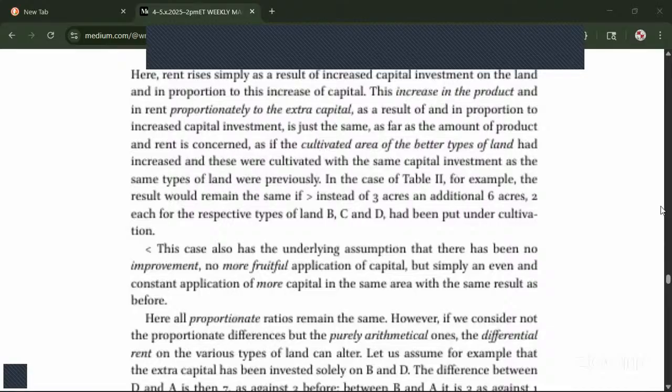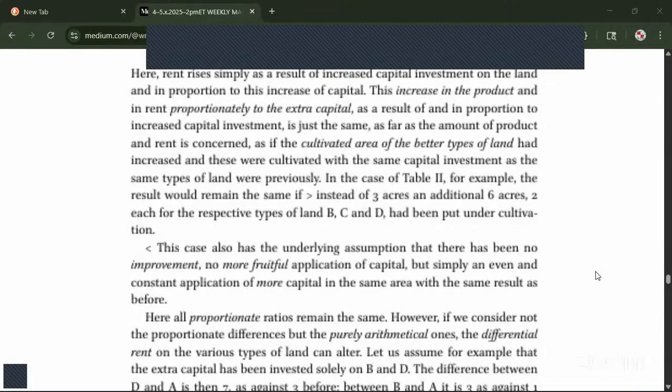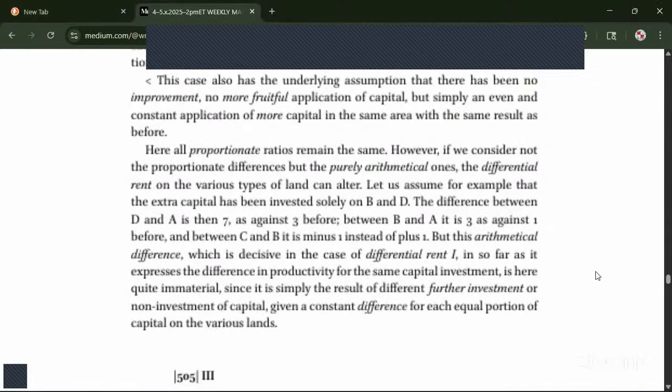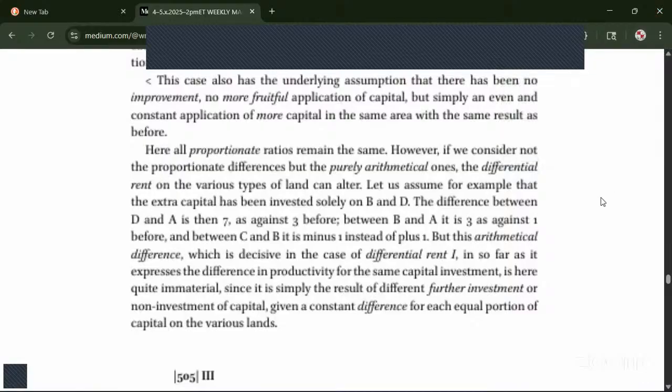This case also has the underlying assumption that there has been no improvement, no more fruitful application of capital, but simply an even and constant application of more capital in the same area with the same result as before. As with Ricardo in that sense. Here, all proportionate ratios remain the same. However, if we consider not the proportionate differences, but the purely arithmetical ones, the differential rent on the various types of land can alter.